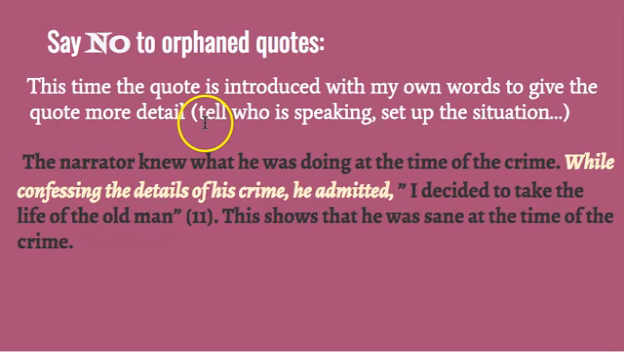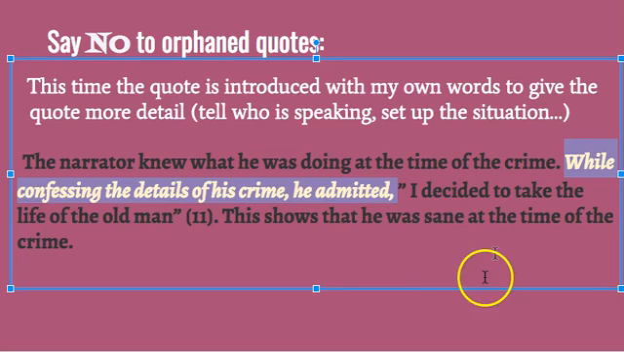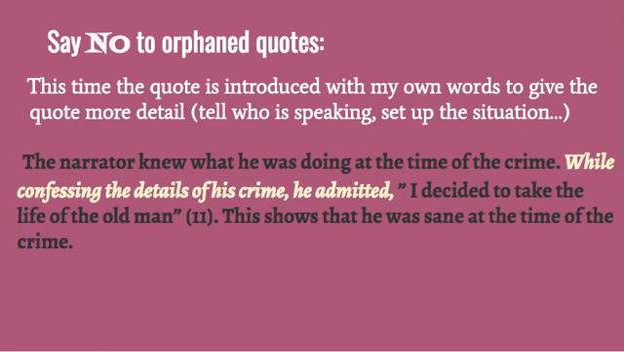So this time it's introduced with your own words. So the narrator knew what he was doing at the time of the crime. While confessing the details of his crime, comma, he admitted, comma, I decided to take the life of the old man. So it's stronger when you add this phrase in here instead of a quote coming out of nowhere. It's set up. What was the situation when this happened? Why are we including this? Who's I? It makes it all more clear.